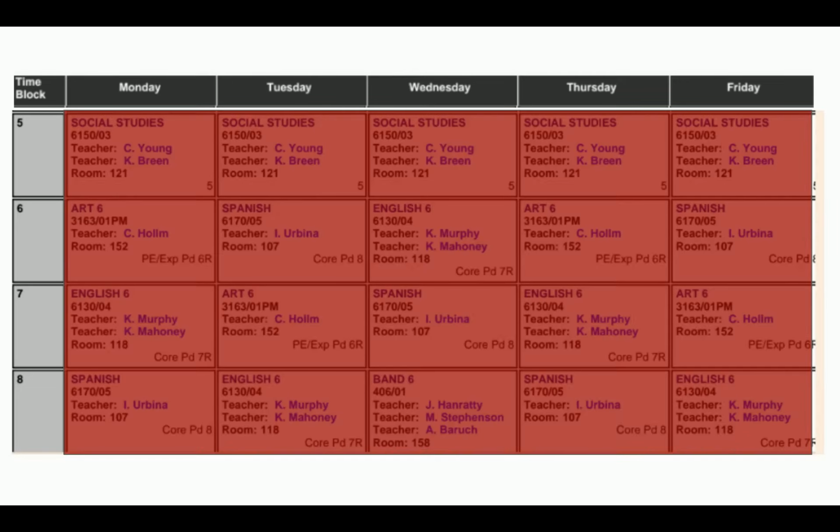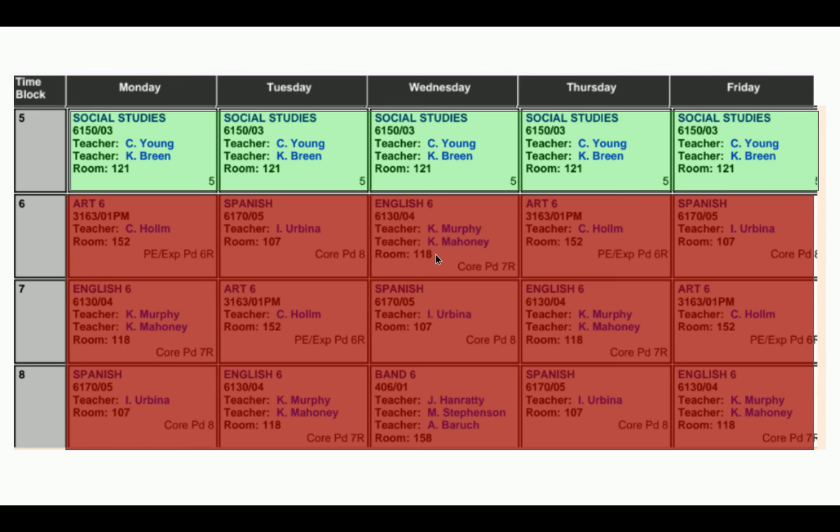Let's now take a look at our after lunch time blocks. We have time block 5, 6, 7, and 8. And just like the morning, one of those time blocks is stationary. The stationary time block after lunch is time block 5. In this case, this person has social studies. So right after lunch, every day, this person will go to social studies. Then, time blocks 6, 7, and 8, the classes will rotate.